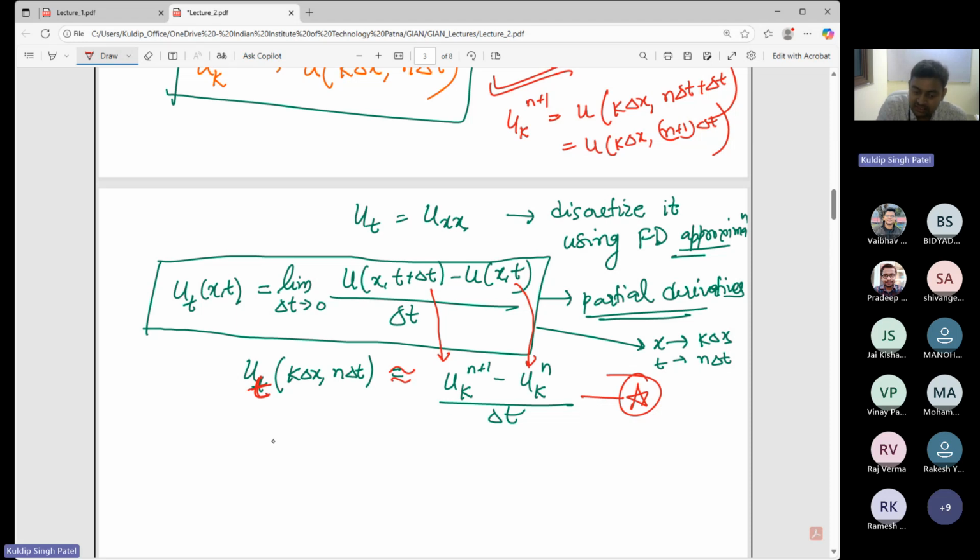And in a similar way, the double derivative. So what we are going to do, please try to understand. This is our PDE. We want to put its discrete approximations in place of u_t and also in place of u_xx, and then we will try to solve it. Got my point?